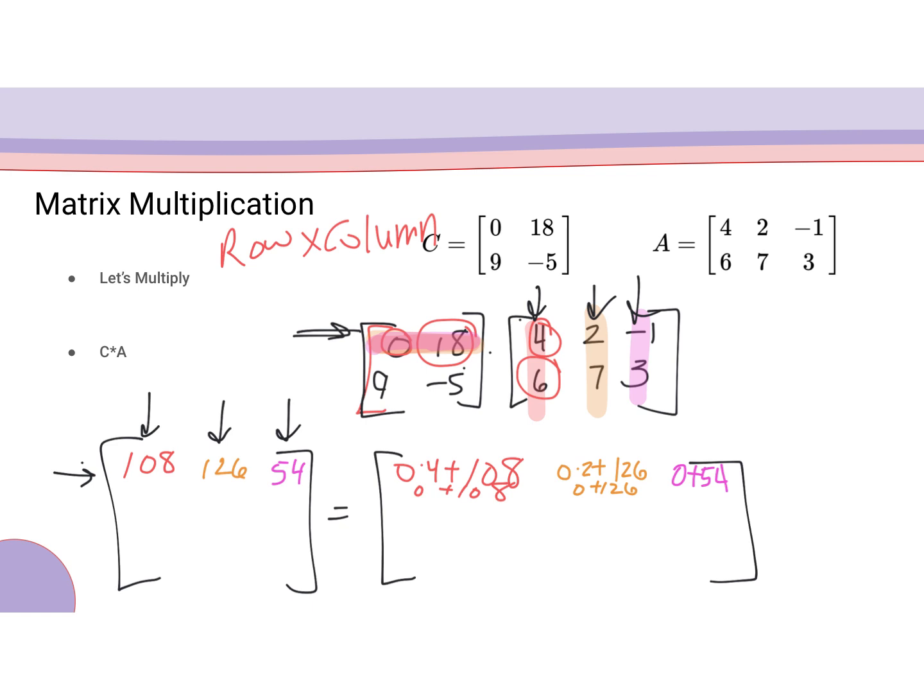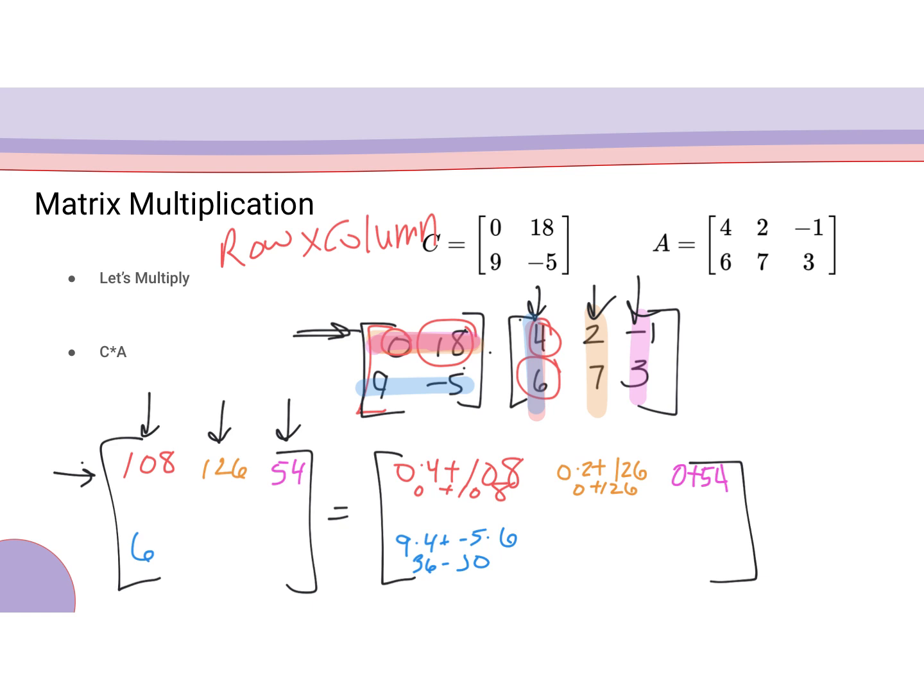Okay, so now we're going to repeat this process one more time. But now I've exhausted the first row into all the columns. So now we're going to do the second row into all these columns. So 9 times 4 plus negative 5 times 6. So right here, this is 36 minus 30, which gets me 6.